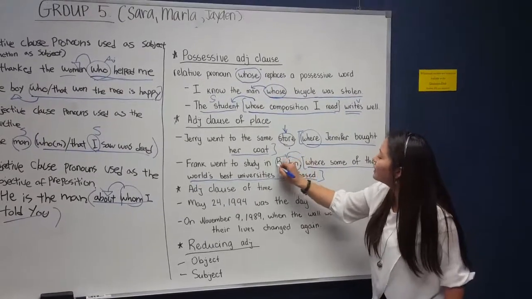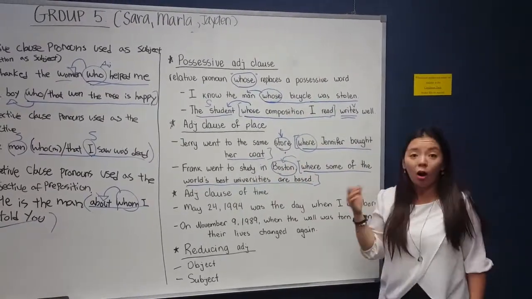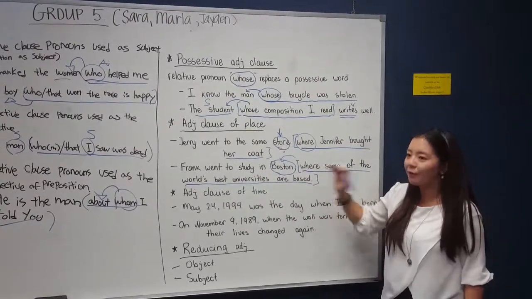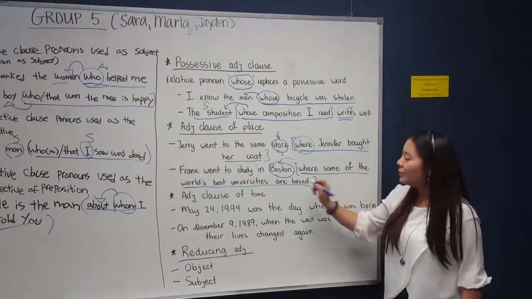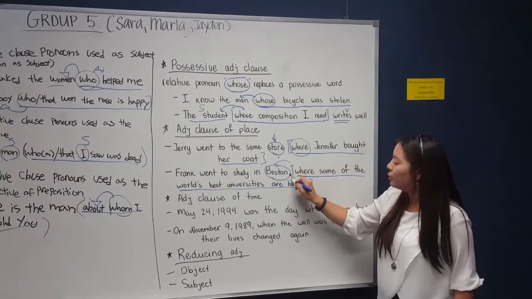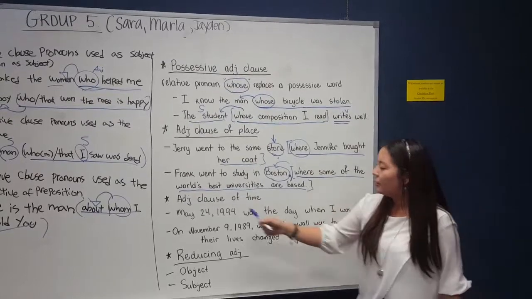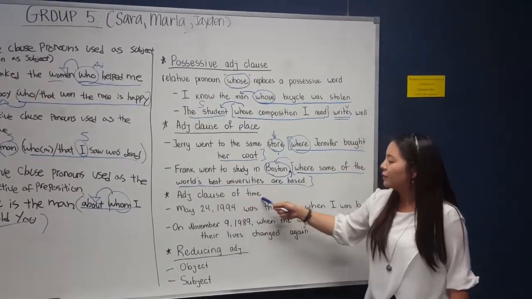So Boston is the place that we all know, and it's modifying this noun. So that's why we use the comma here. And the second one, adjective clause of time.